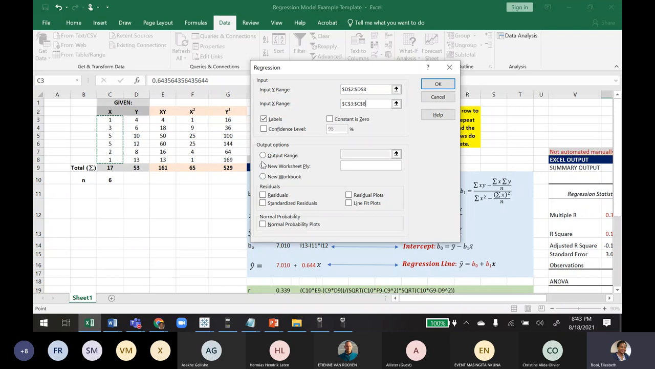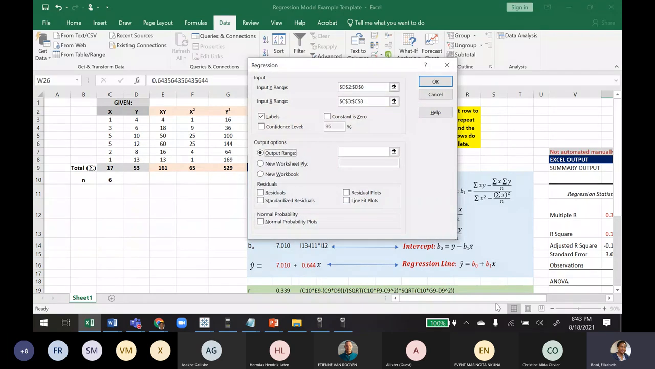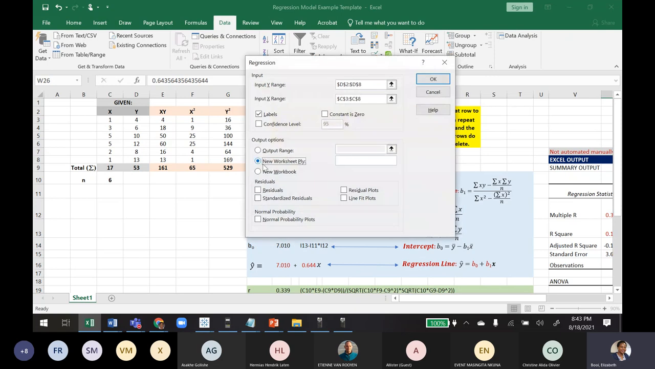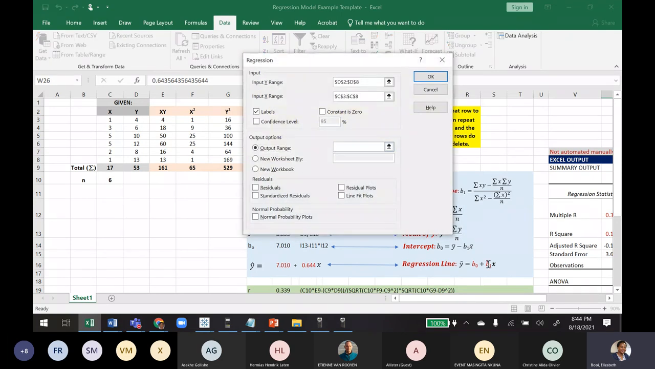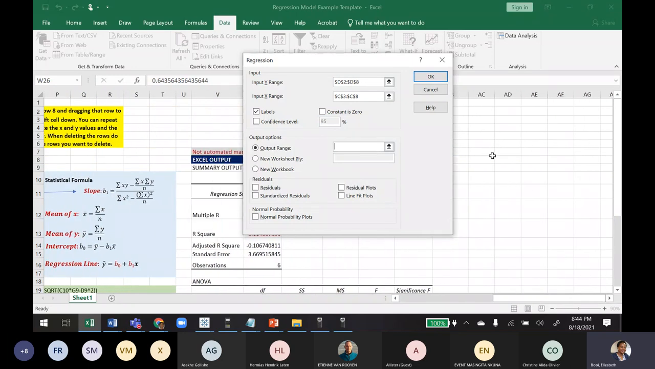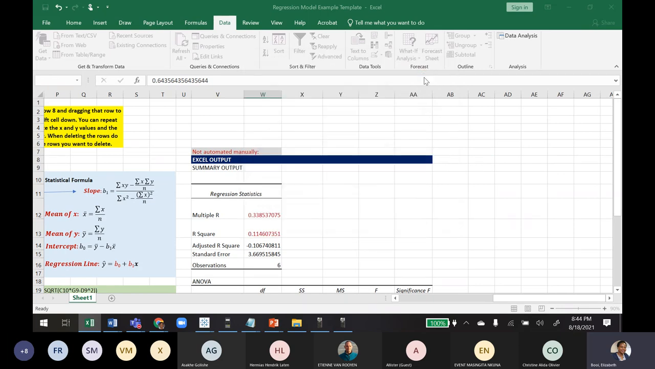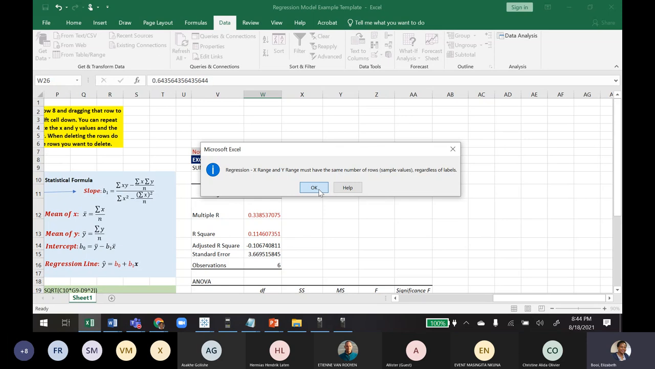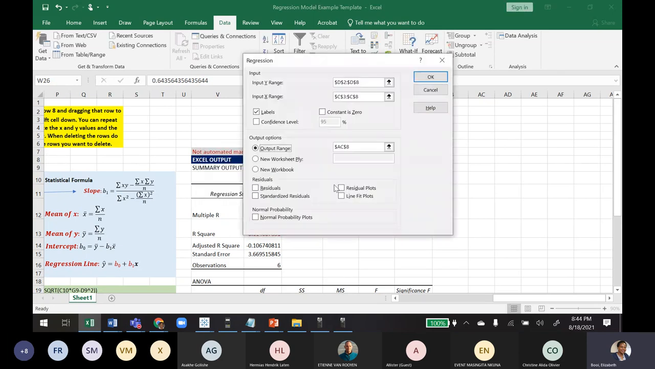I also want it here, so I'm going to select output range, and then I'm gonna scroll to, oh, I cannot scroll to the end. Sorry. Okay. I can scroll. And then I want to put it just here. So I'm just gonna click on any row or any column. Regression, Y and X have the same number of, okay.